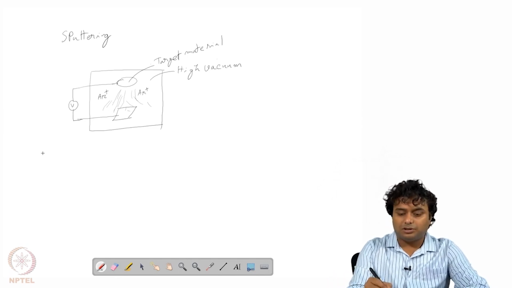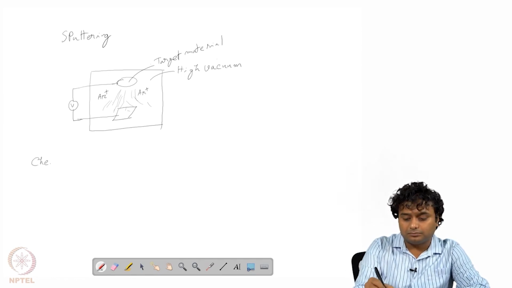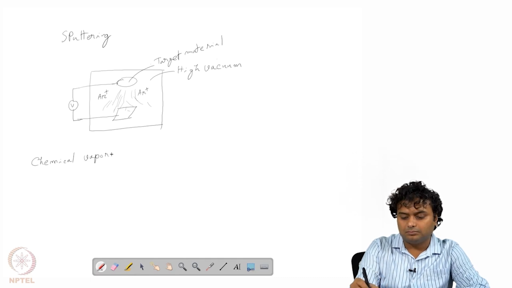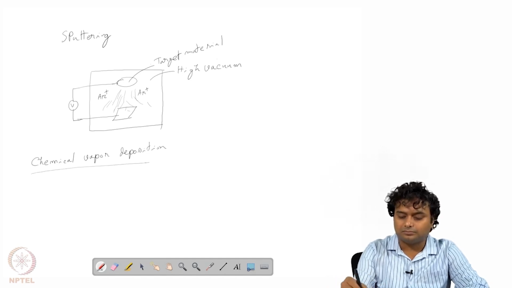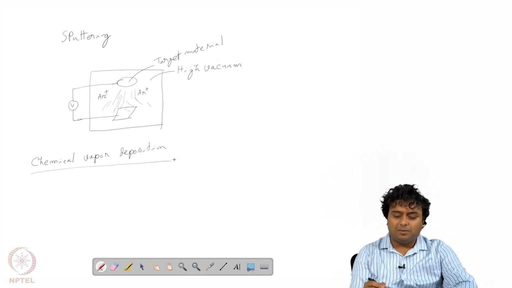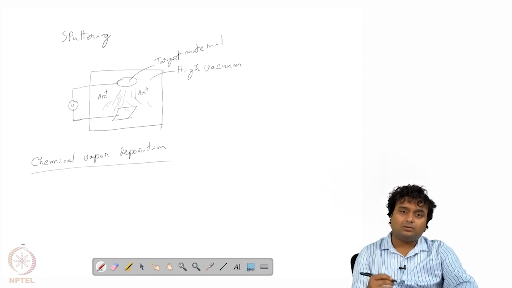Now after physical vapor deposition, or PVD in short, we will talk about CVD, or chemical vapor deposition. So in chemical vapor deposition, we use a chemical technique. That means some reactive gas will be there inside at a particular required pressure and temperature, and that gas will react with the sample to deposit a particular material.